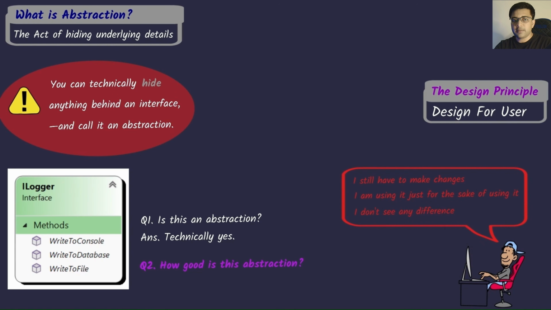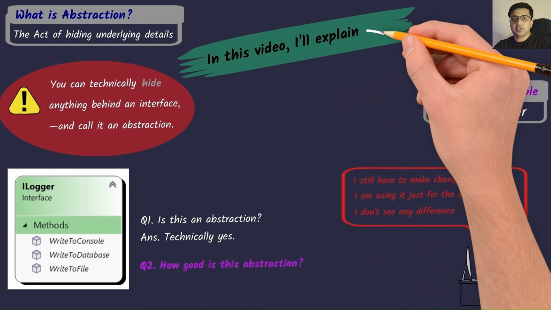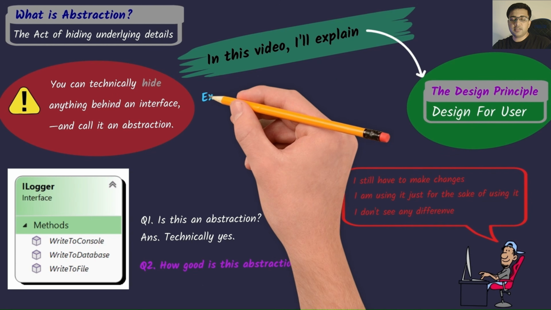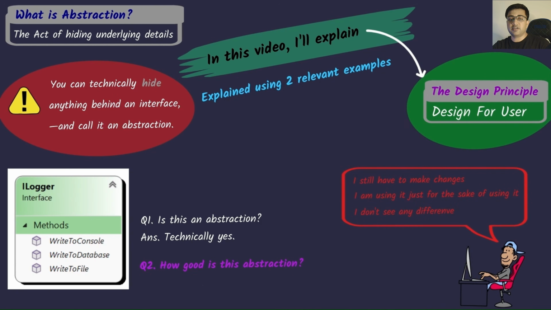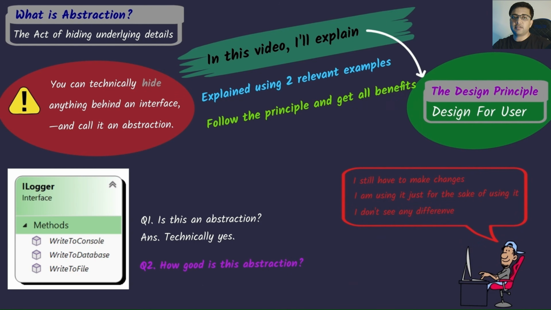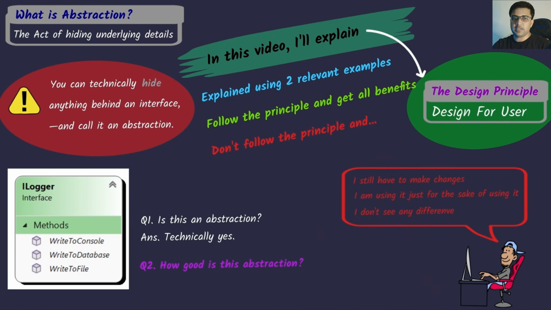Most of the time, this happens because they don't design abstractions correctly. They don't truly understand how to design abstractions. So, in this video, we will learn the key principle to design abstraction. Design for user. I'll explain this principle using two simple but very relevant examples. After watching this video, you will understand how we can design abstractions properly and actually get the benefits. And on the other hand, you will also see what happens when we don't design them correctly, and as a result, we lose all those benefits.